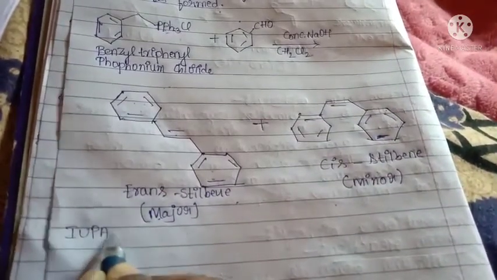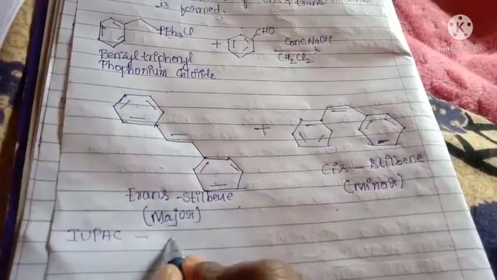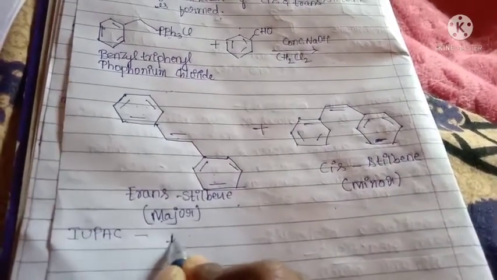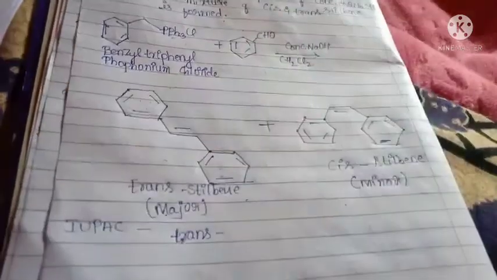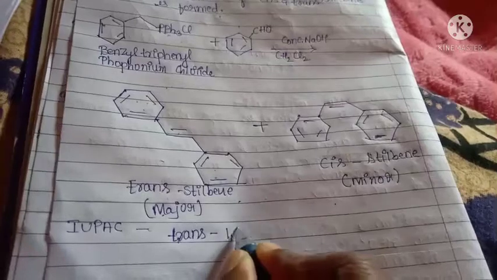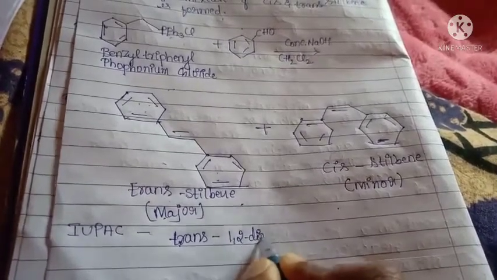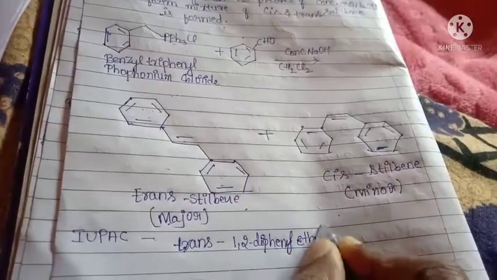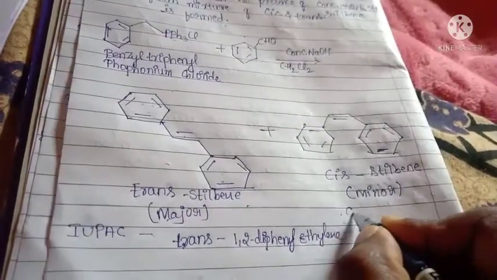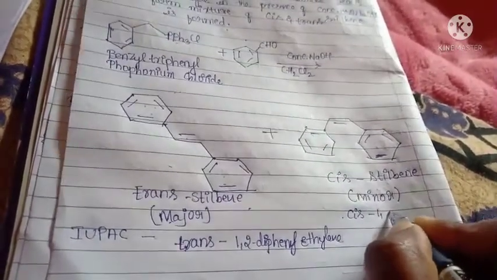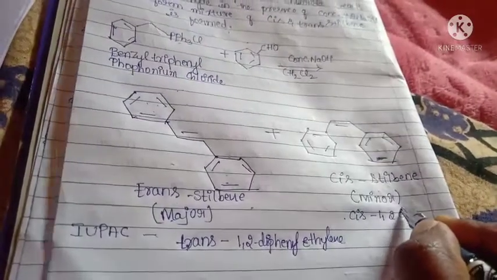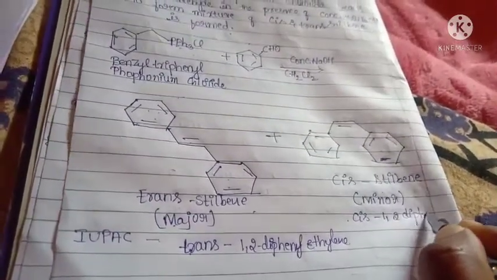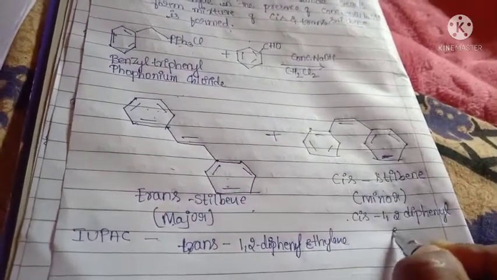And the IUPAC name of trans stilbene is trans 1,2 diphenyl ethylene. Okay, and this is cis 1,2 diphenyl ethylene.